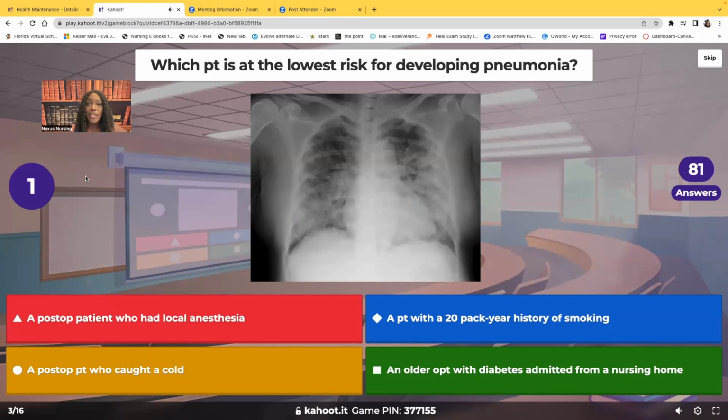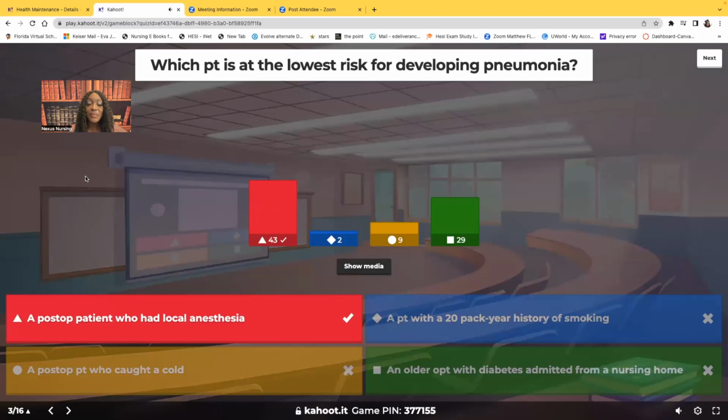I see you guys are conflicted on the live. Okay, let's talk about this. So the correct answer is the post-op patient who had what type of anesthesia? Local. I know you saw anesthesia and all of a sudden you were like, boom. But it's local anesthesia, so they're going to be at least risk, right?